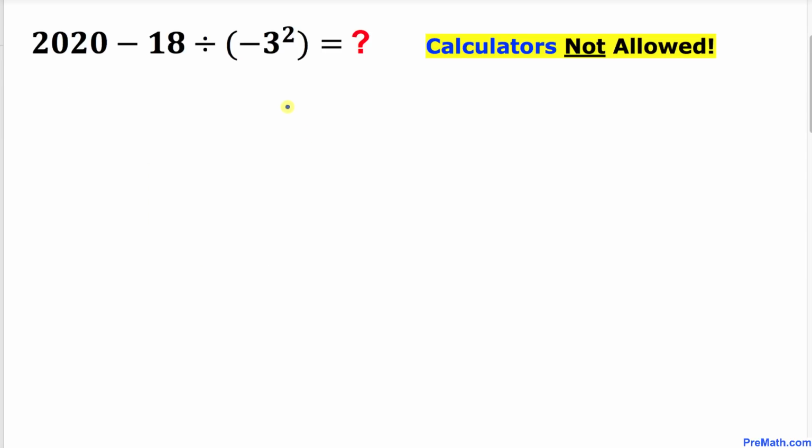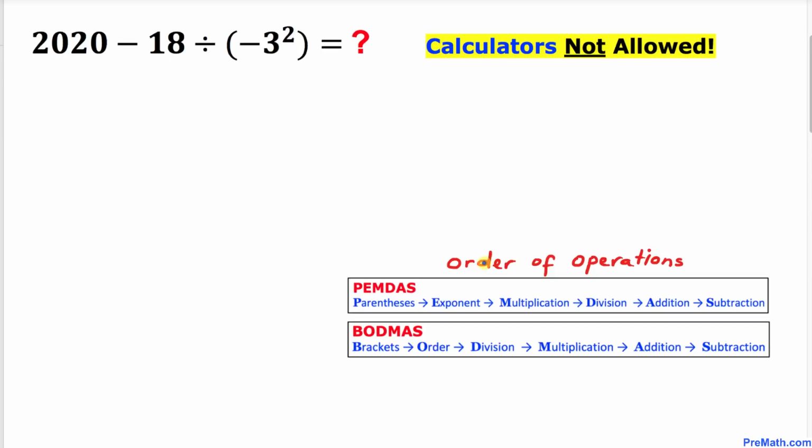So let's go ahead and get started with the solution. And here are the order of operations that we will be using. These are called PEMDAS or BODMAS. PEMDAS means parentheses, exponents, multiplication, division, addition, and subtraction. So therefore, we are going to focus on the parentheses and exponent.